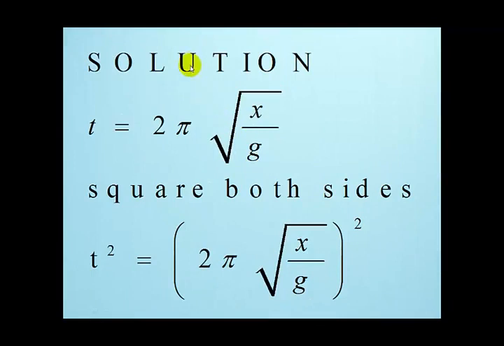Solution. Given T equals 2 pi root x over g. Because we are making x the subject and it's under the root, to do away with the root we have to square both sides. And so when we square T, we have T squared. And this is equal to 2 pi the root of x over g all square. Now take note that the exponent 2, that is the square, is affecting 2 pi and at the same time the root of x over g.